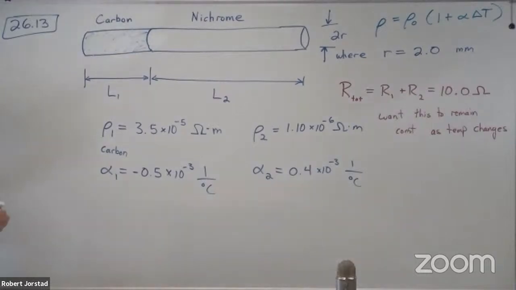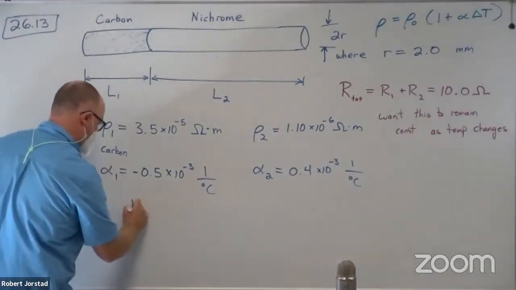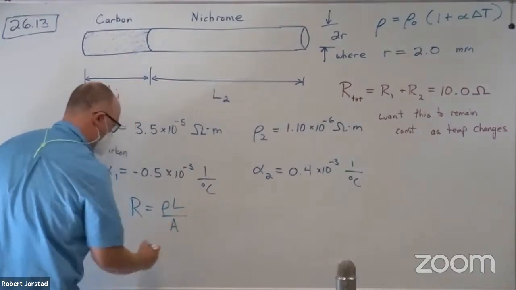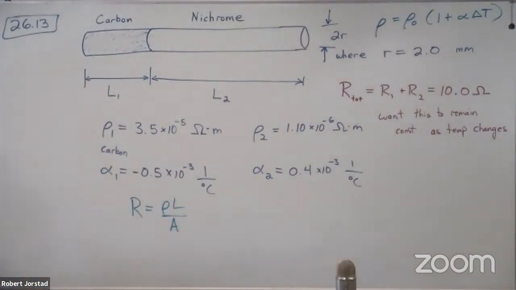What's that? R equals, okay, so there's an equation we don't have up. R equals rho L over area. All right. Do we know the lengths? Yeah, roughly, we know L1 and L2. Do we know them? Not necessarily. We don't have numbers for those. Is that what we're trying to figure out here?